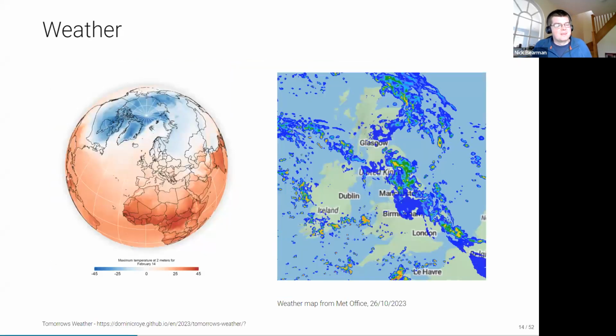We have weather as well, and we can look at weather in a variety of scales. So global weather, so that's maximum temperature, or at a national level, here's a radar image from a couple of weeks ago, or a more local level as well. So there's a huge range of different options there.